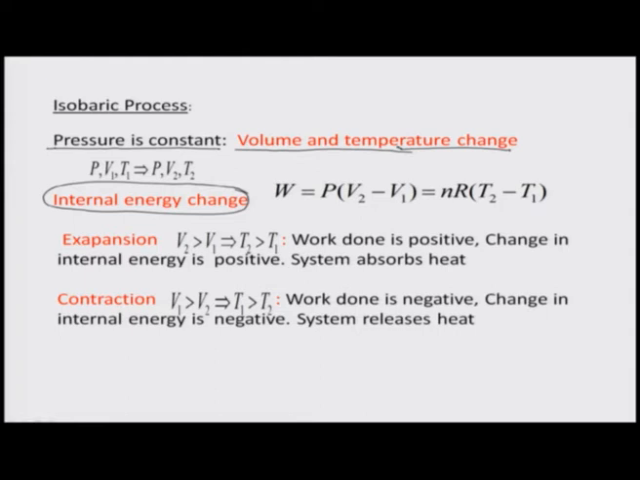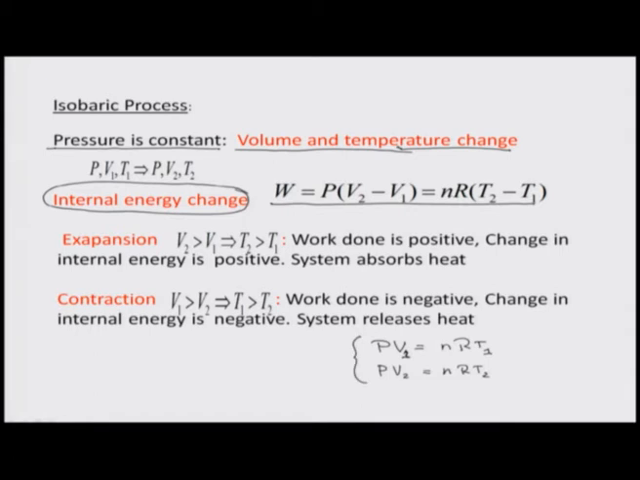So, pressure is kept fixed, so calculation of work done becomes very simple, and this is simply given by this. In going from this step to this step, we have simply used the fact that PV is equal to nRT. Initially, it was P V1 is equal to nRT1. Finally, P V2 is equal to nRT2. So, this expression is very transparent.